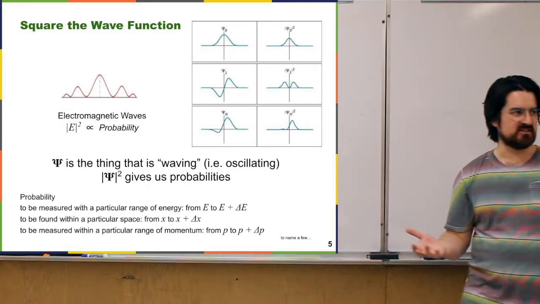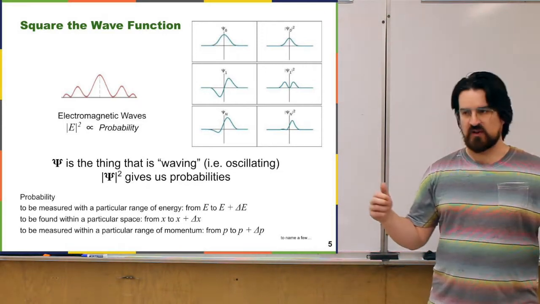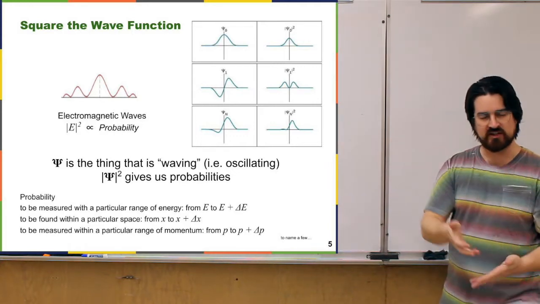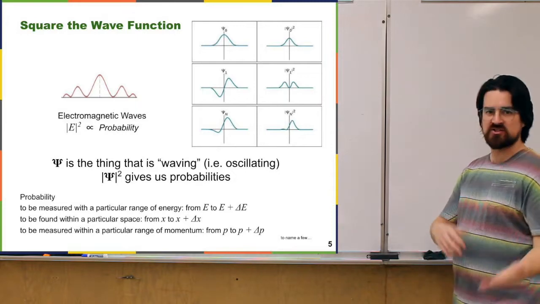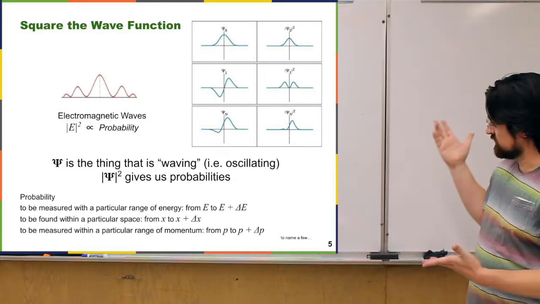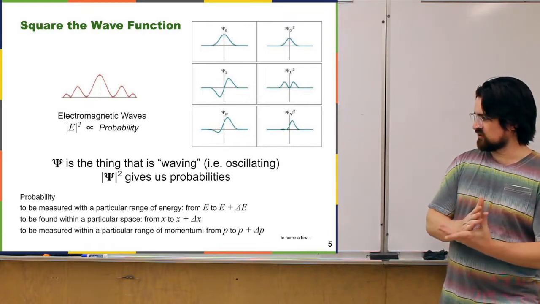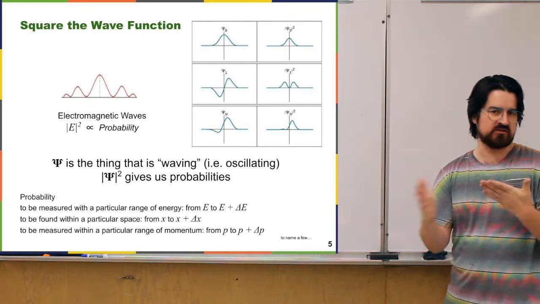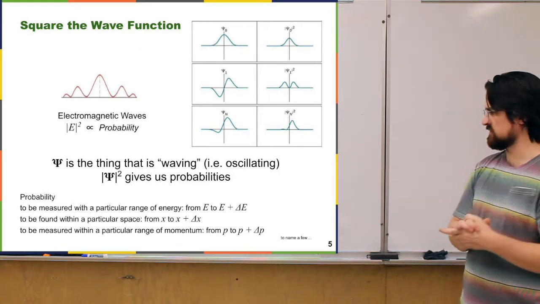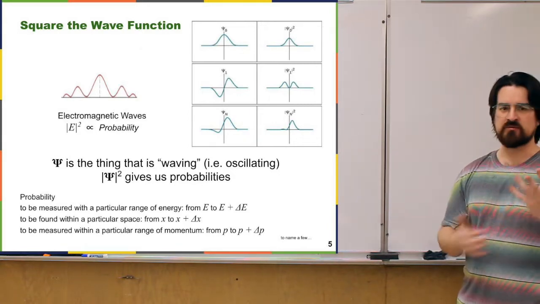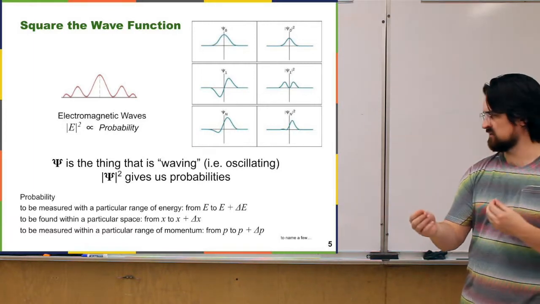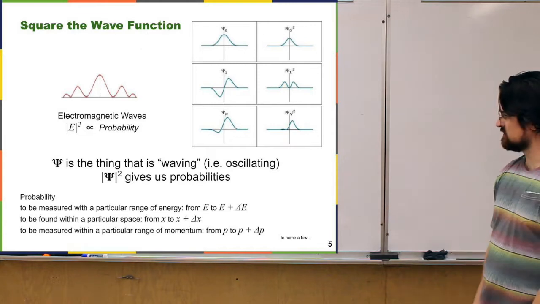So finally, that gets us to this thing that's waving, the wave function, psi. That is analogous to the electric field. So in that analogy, the square of the magnitude of the wave function gives us probabilities. A probability may be that we would measure a particle to have a particular range of energy, from E to E plus some delta E. Or maybe a probability you would find a particle in a particular space, say from X to X plus delta X.